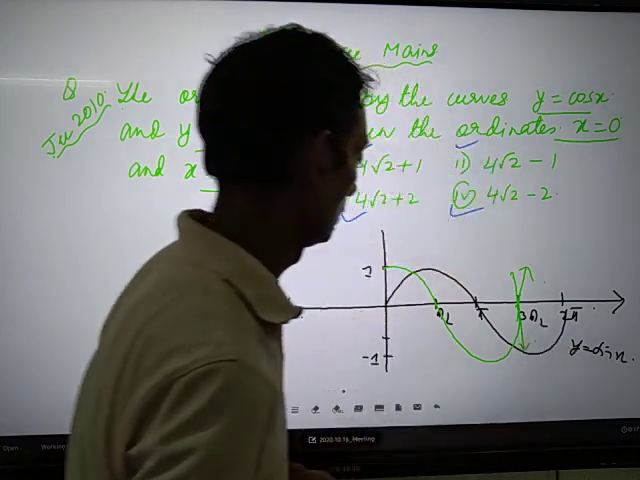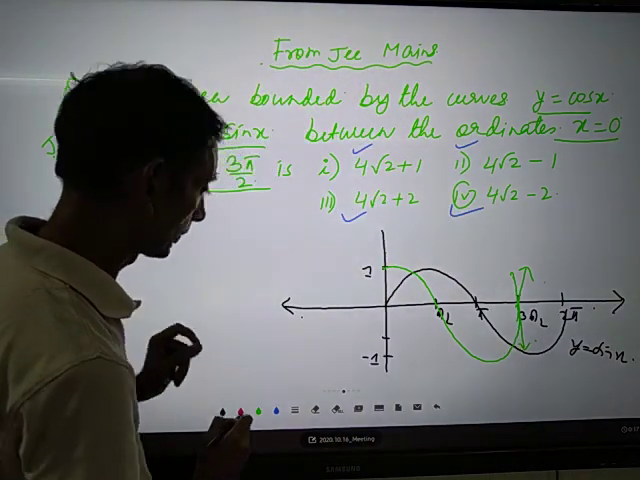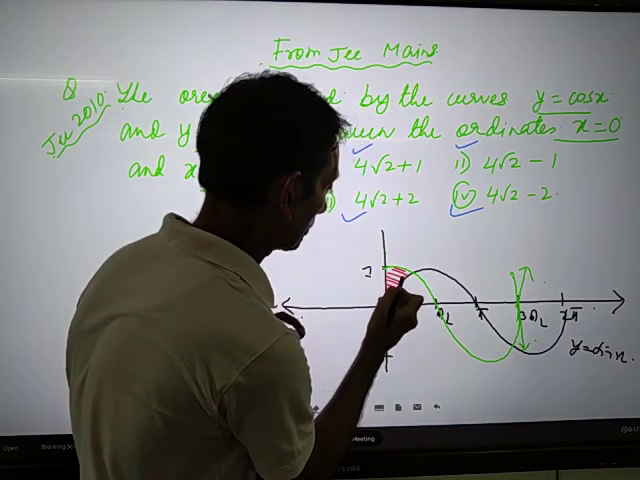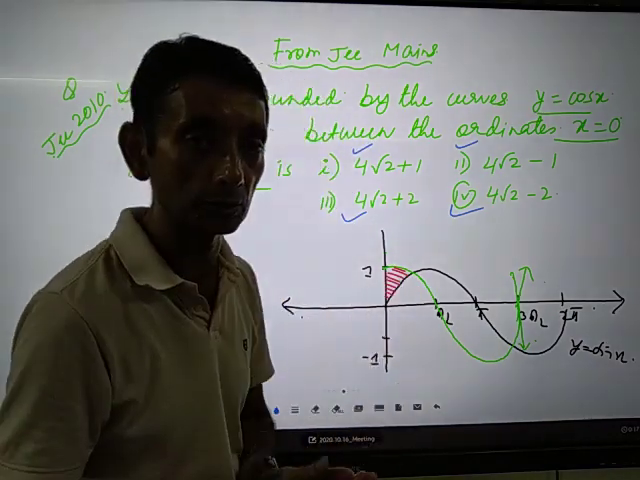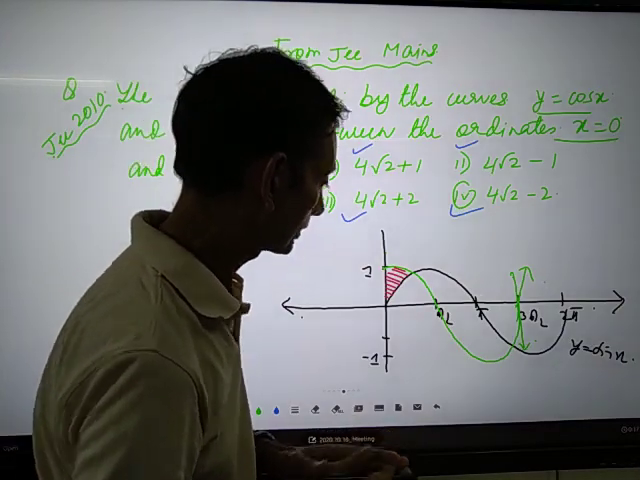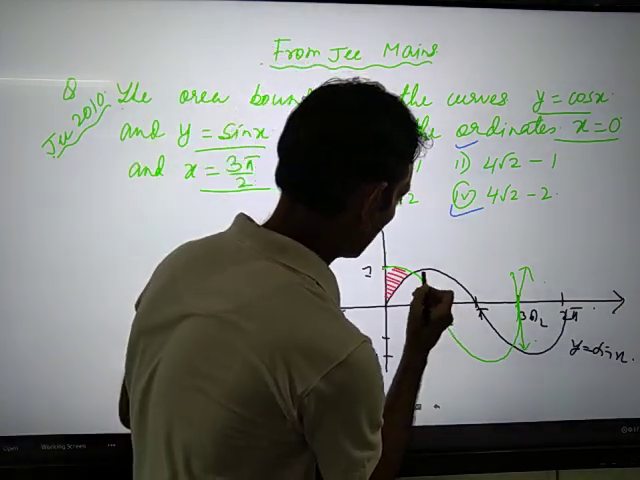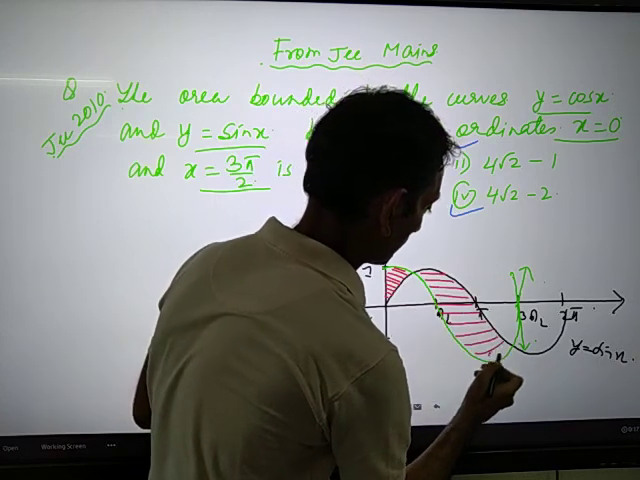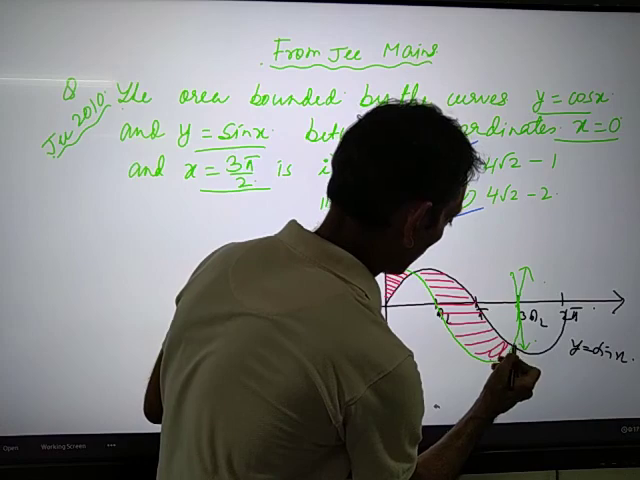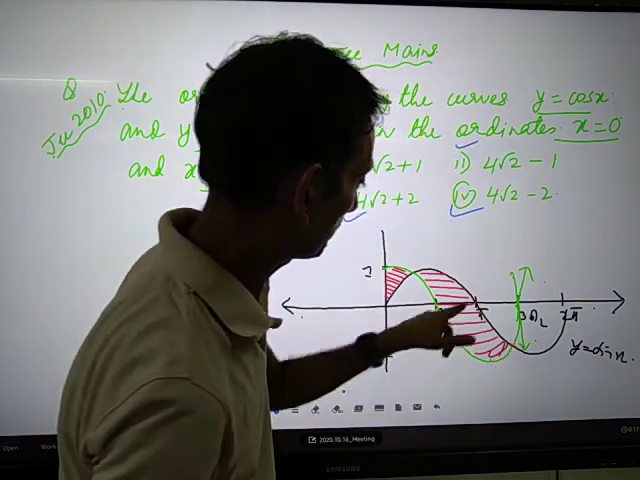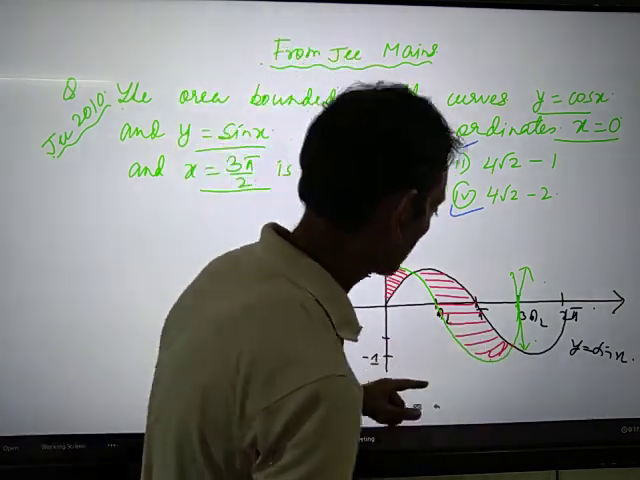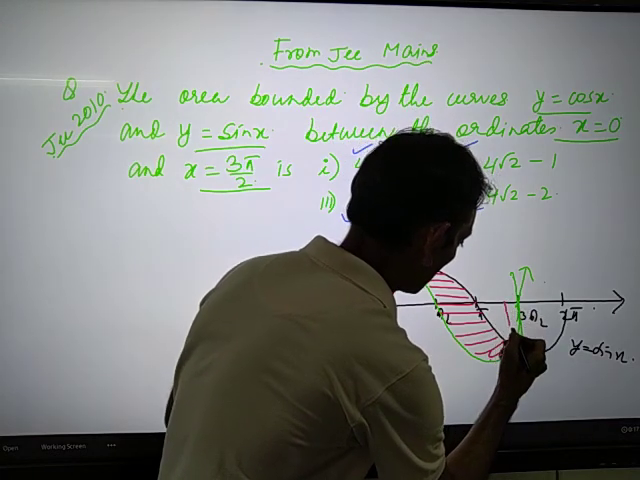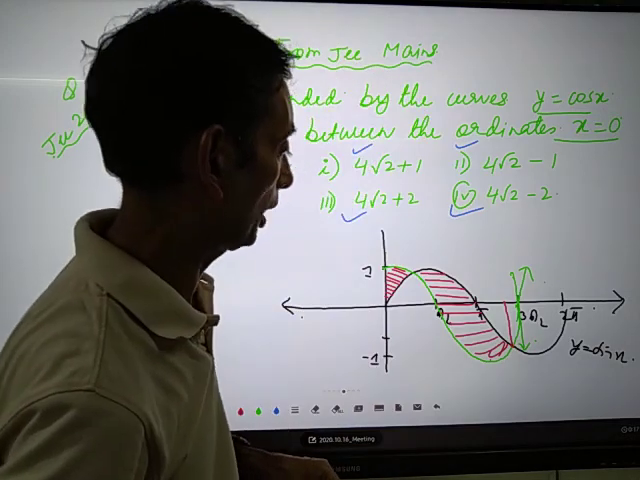Now let us shade the portions. This is the portion bounded by the two curves and the line x equals 0. Next, these are the portions bounded between the two graphs. And now we need to find this point. This is 5 pi by 4.